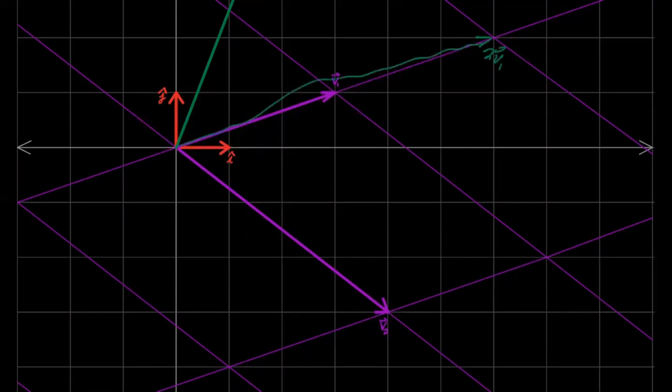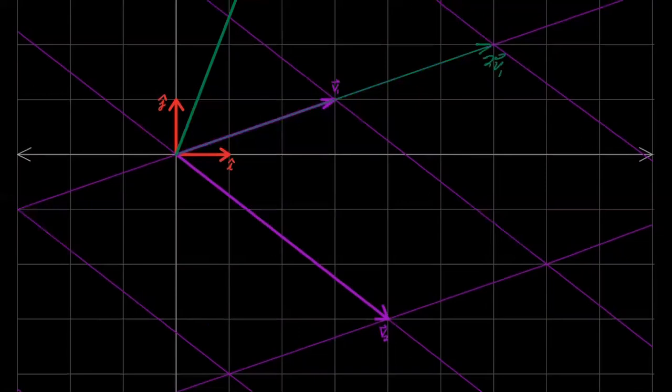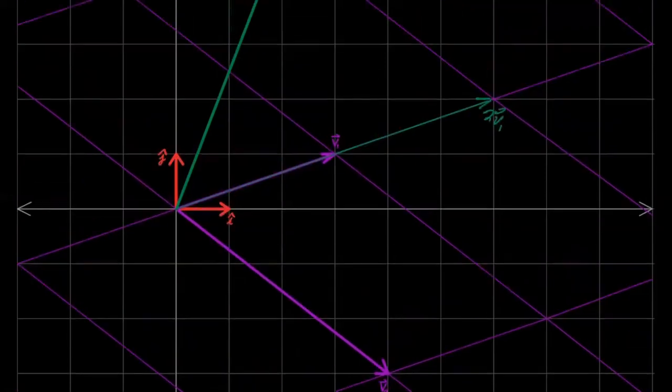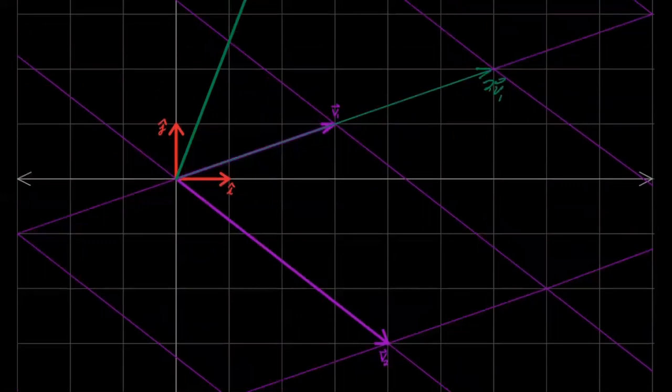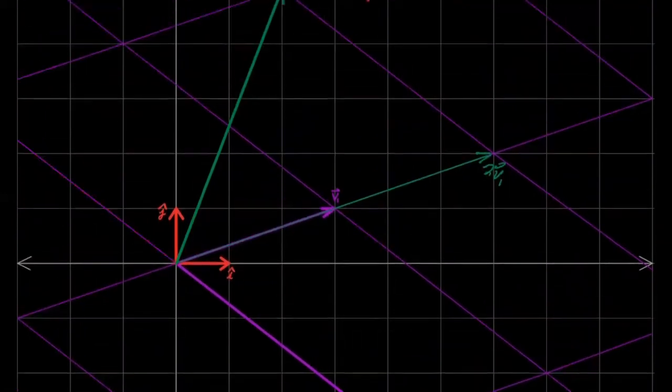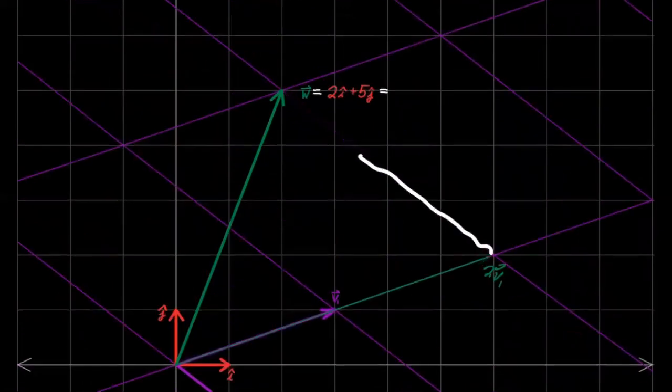In fact, let me draw it. Yeah, that's 2v1. And then if we did minus v2, well, if you think about it, it's kind of off the page, but minus v2 would go the opposite direction of v2, right? Minus v2 would go that way. And so if we go from this point and go minus v2, look, we exactly land on the tip of w.